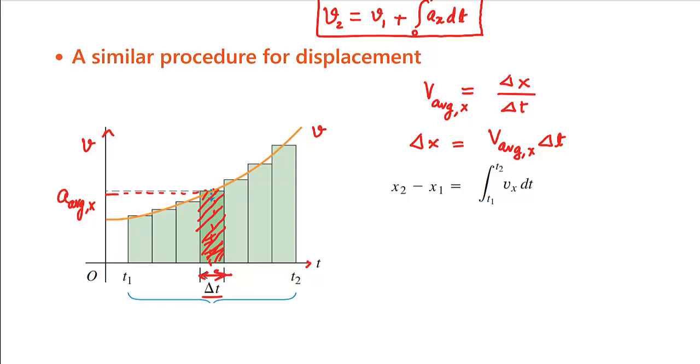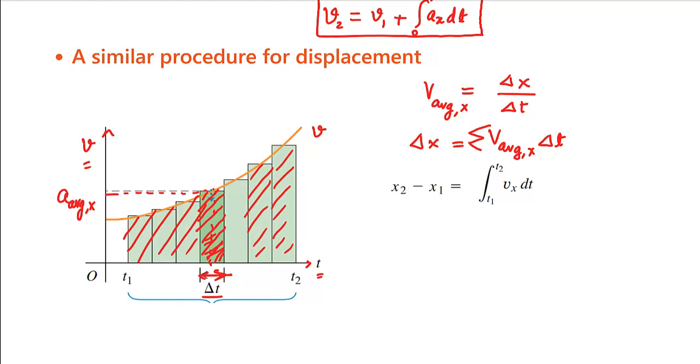So this is the velocity versus time graph. The area of this rectangle is nothing but average velocity multiplied by delta t. That will give me the change in displacement delta x in the time interval delta t. And if I sum all these rectangular areas from time t1 to t2, then I will get the change in displacement between time t1 and t2.